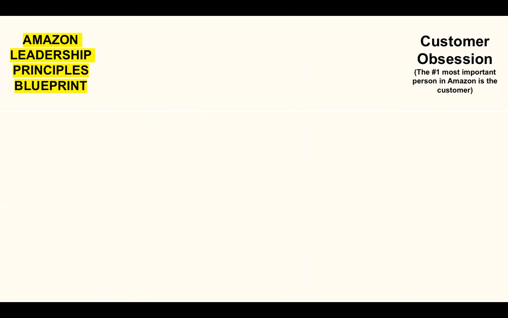So the first one, and in no particular order, is customer obsession. Now, I have put this up first because I believe one of the main reasons, if not the standalone reason, why Amazon has been so successful since it first started many years ago is because it obsesses about customers. It puts customers at the heart of everything it does.